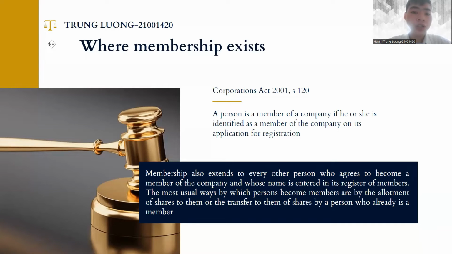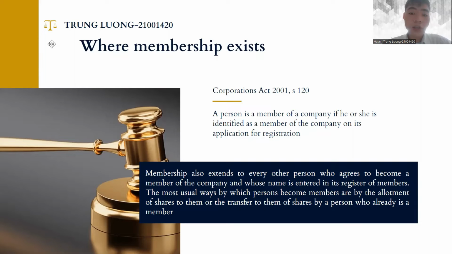So now I'm going to give you some definitions about the membership of a company and who has the authority to represent the company itself. The first one is membership. According to the Corporations Act, section 120, a person is a member of a company if he or she is identified as a member on its application for registration. Membership has also been extended to every person who agrees to become a member of a company and whose name is entered into the register of members. This can be done mostly by the allotment of shares and the transfer of shares to them.